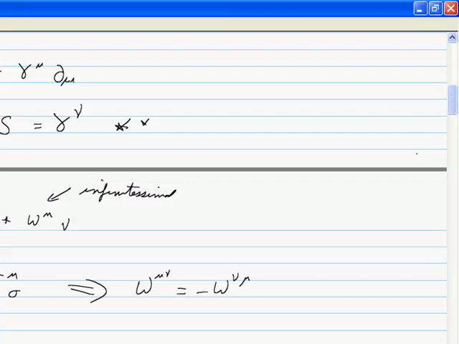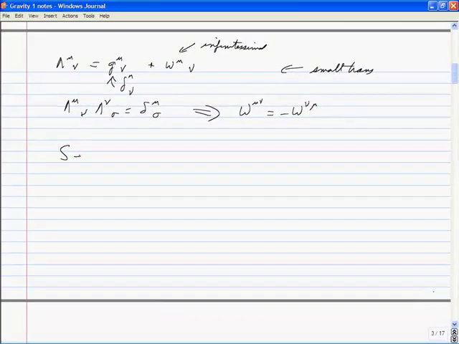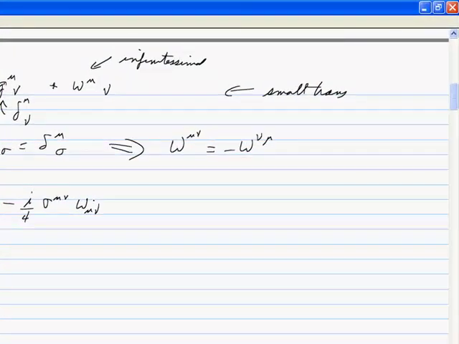There's a bunch of algebra that I have set up, but let me skip all that and just give you the answer. It is that S is 1 minus i over 4 σ_μν ω^μν.